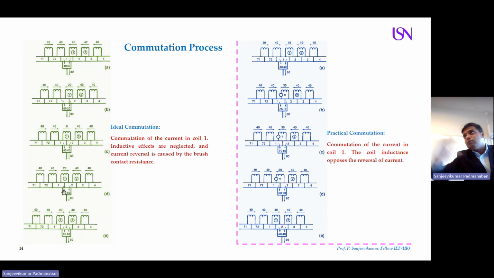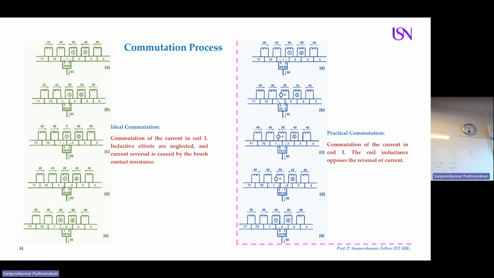Now the coil moves almost 75% towards 2. Then I get 20 from coil 2 and 60 from coil 1, and I get again 80. Last case, now the brush is completely shifted to 2. Here also I get 40 and 40, totally 80. It's an example. Don't confuse.